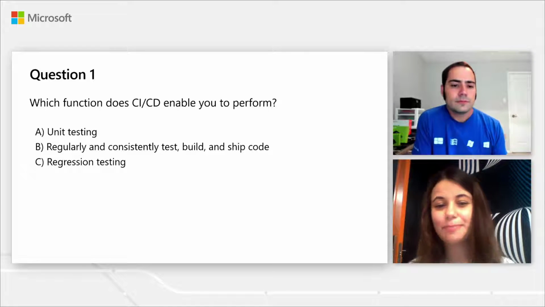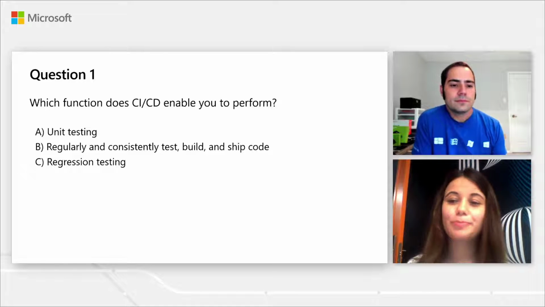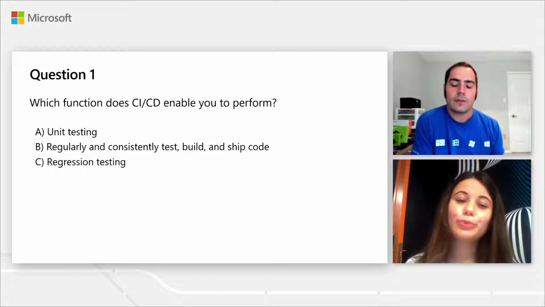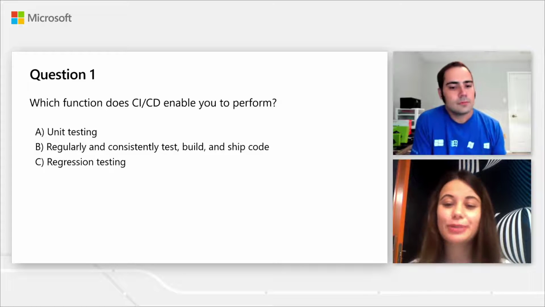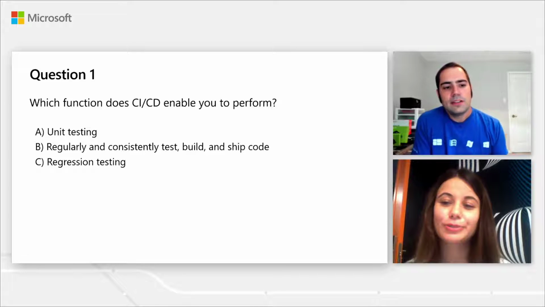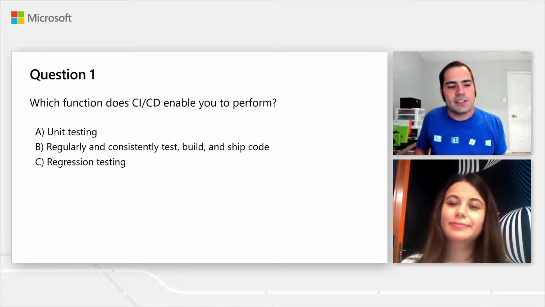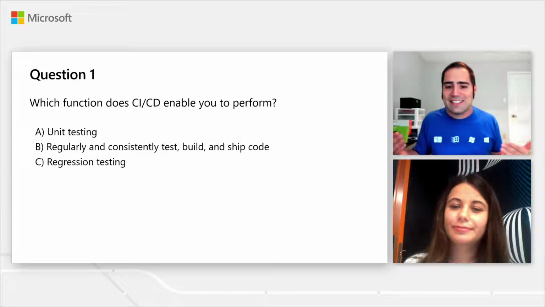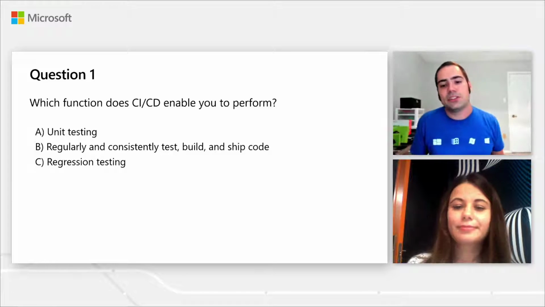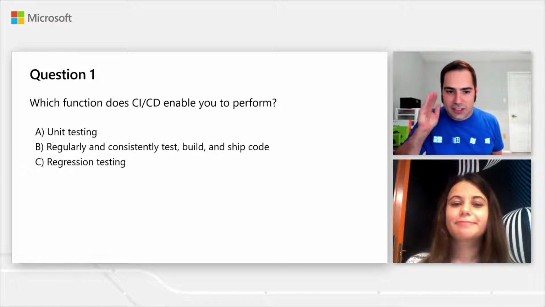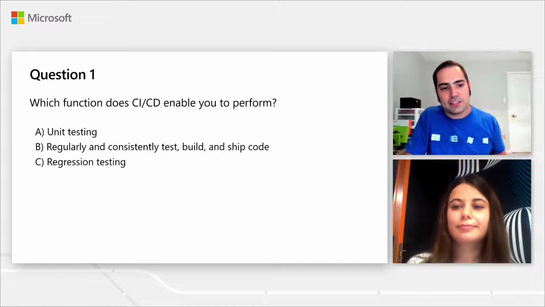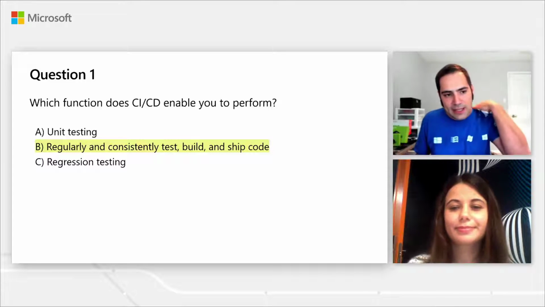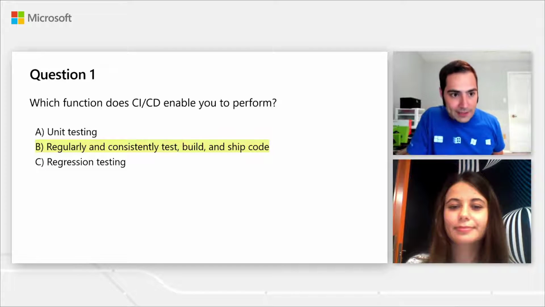So CI/CD performs unit testing, but what we want is to regularly and consistently test, build, and ship the code. That is correct. And you'll notice really all of the choices here have some mention of testing, but the whole point of CI/CD is that we can do this consistently every time the developer checks in that code. We are going to test it before we accept it, and that is correct. So again, give yourself a pat on the back if you got that question correct.